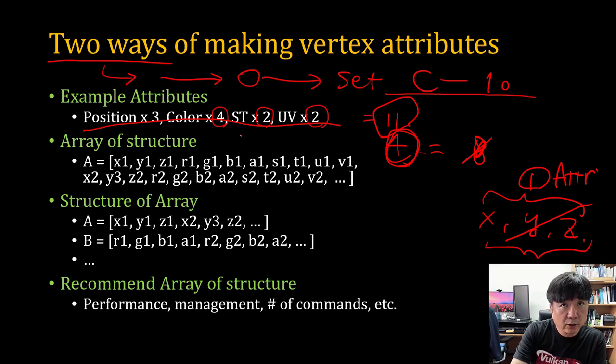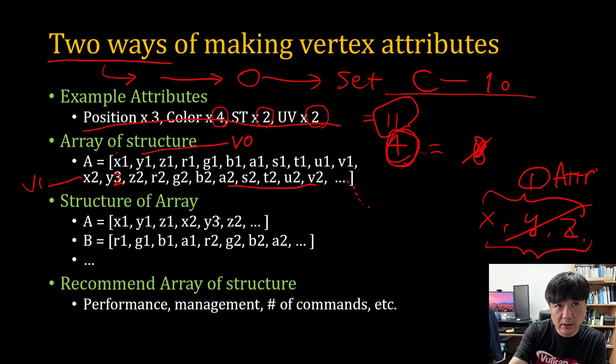So there are two ways. The first thing is, okay, I can make an array like this. So array A is x1, y1, z1, r1, g1, b1, alpha1, and then s1, t1, u1, v1. Okay, then go to the next vertex. We can say that's vertex 0. Next, vertex 1 is x2, y2, z2, red 2, green 2, blue 2. Okay, that kind of thing is possible.